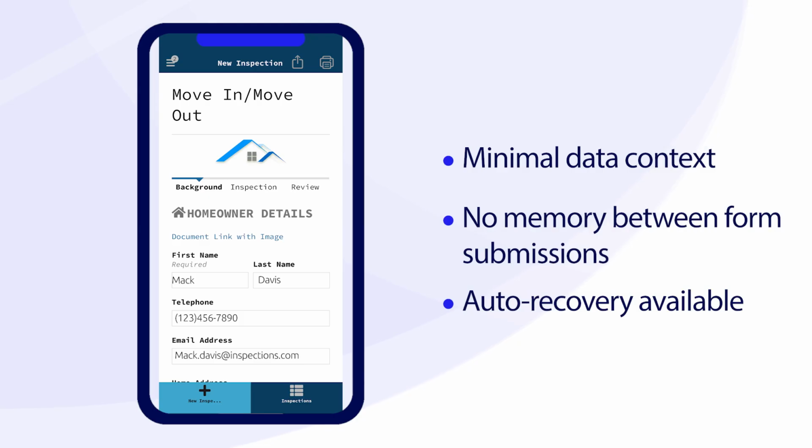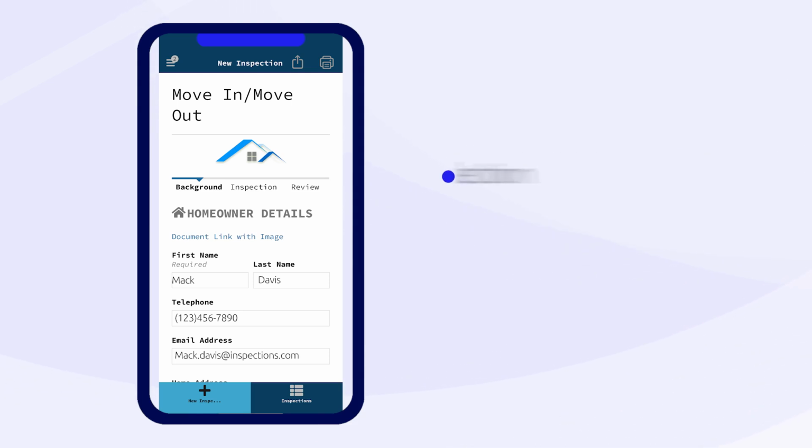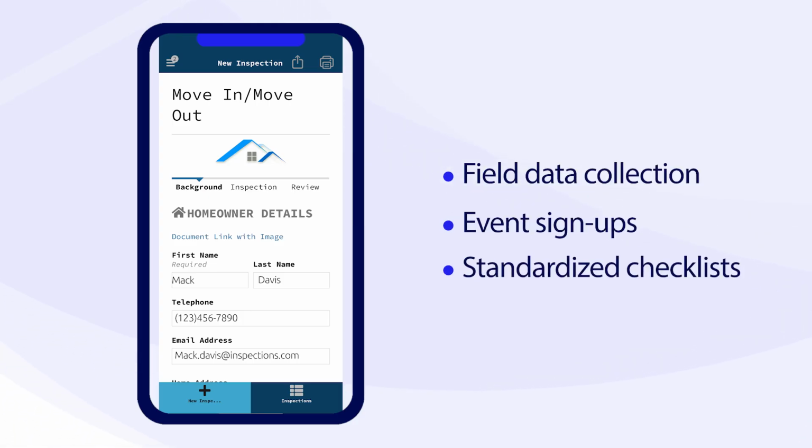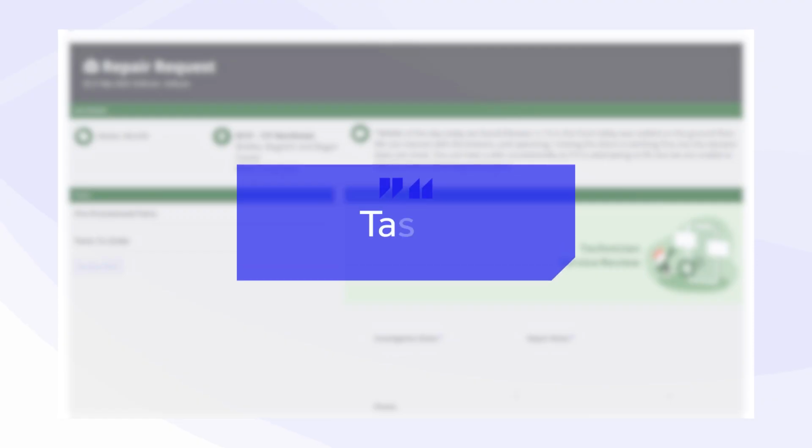That said, Appian does provide auto-recovery for offline site actions. So, if a user starts filling out a form and something happens, their progress won't be lost. They can pick up right where they left off. That's why site actions are great for structured, general-purpose forms, like field data collection, event signups, or standardized checklists. If your form needs to be tailored to a specific task or case, it's time to look at tasks.